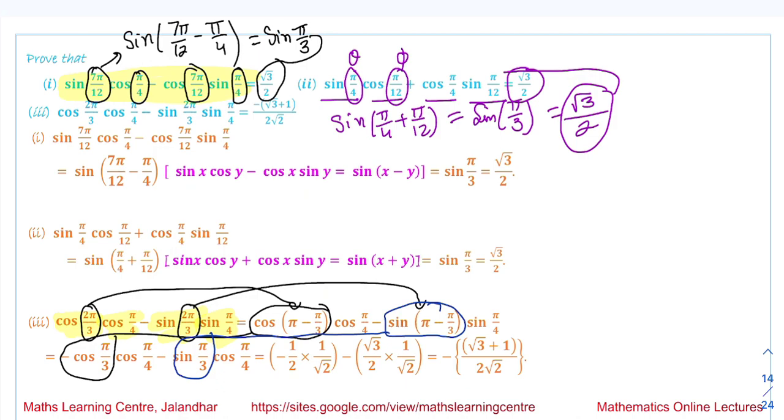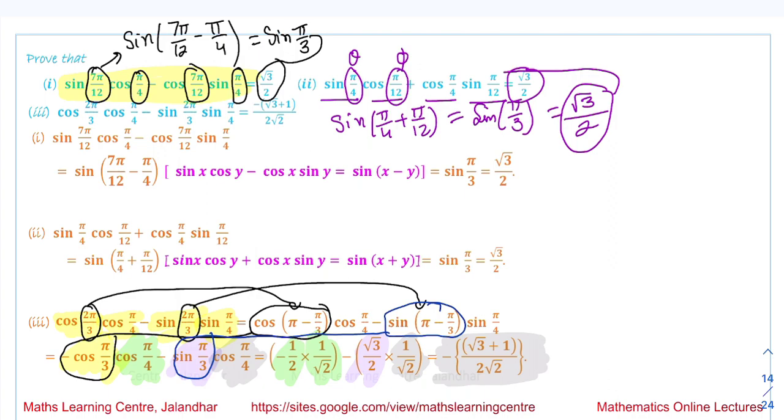We know that the value of cos pi by 3 is 1 by 2, cos pi by 4 is 1 by square root 2. Next, sine pi by 3 is square root 3 by 2, and sin pi by 4 is equal to 1 by square root of 2, and we obtain the answer in this form, that the final answer is minus of square root of 3 plus 1 over 2 square root of 2.